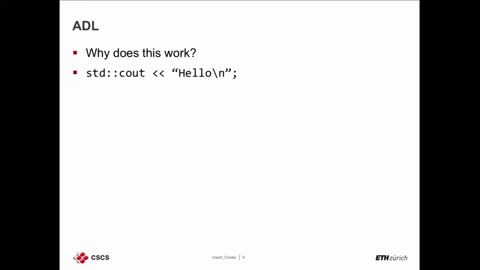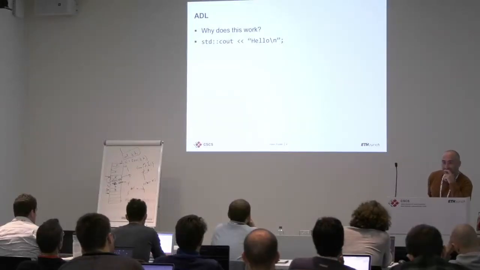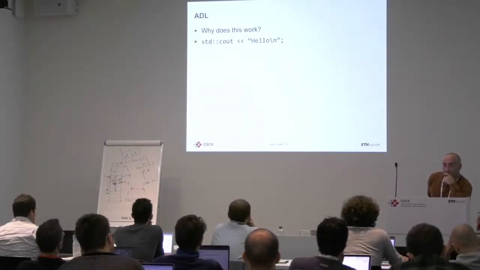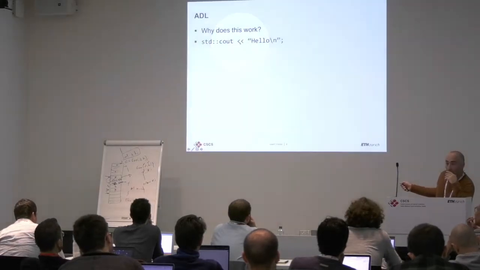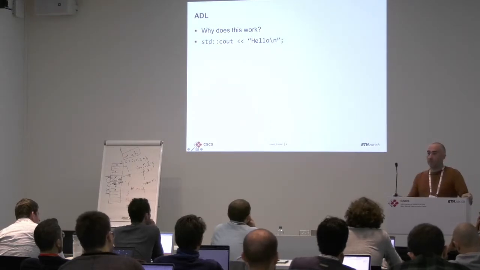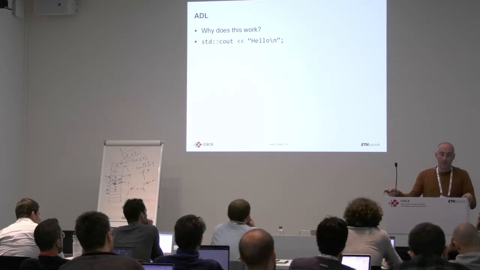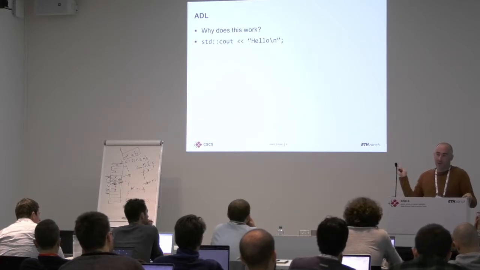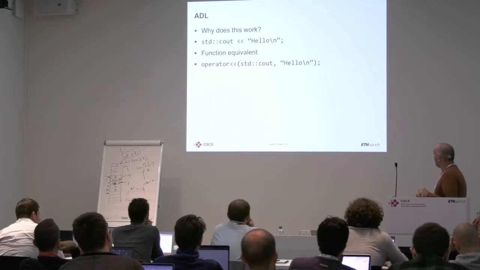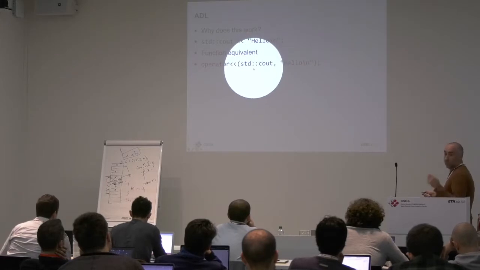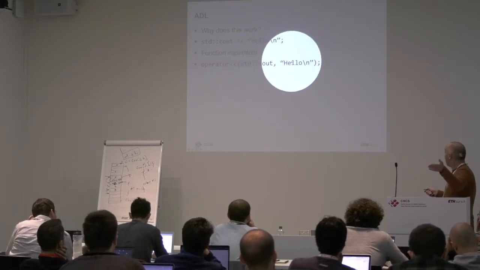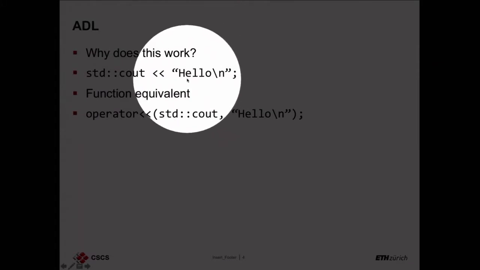Cout is a global variable, yes. I love this example. What is this one? It's an operator. And operators can be overloaded. So this is actually just a function call. The function call looks like this: operator less, first argument std cout, the global variable, and hello, this constant string.